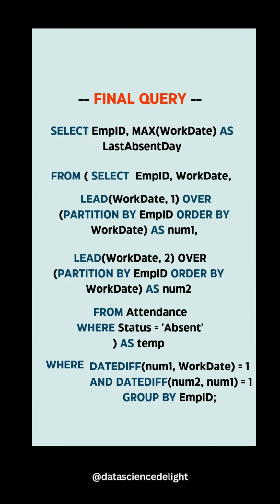Step 3, the final query. The date_diff function checks if these days are exactly 1 day apart. It means between the 3 consecutive days, there shouldn't be any gap or break. So the difference between num1 and work_date should be 1. That is, it tells that the employee is absent on both March 3rd and March 2nd. The same way, the difference between num2 and num1 should also be 1. That is, the employee is absent on March 4th and March 3rd. If both these conditions are true, then the employee was absent for 3 consecutive days.